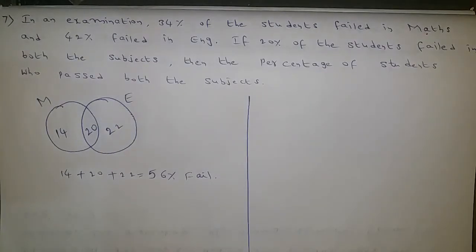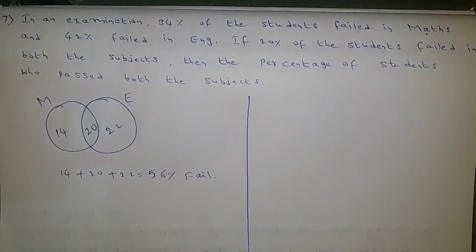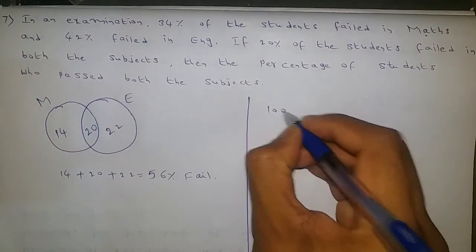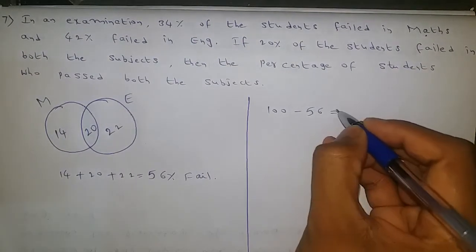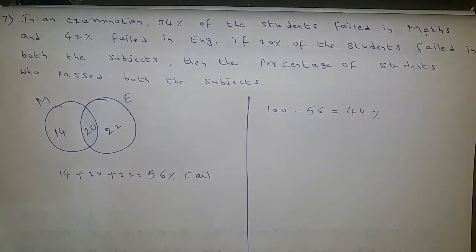Then he is asking for the percentage of students who passed the subjects. So we know clearly a total of 56% failed. Then how many passed? Total is 100%. So 100 minus 56 is 44%. So 44% of students passed the subjects. Let's move to the next question.